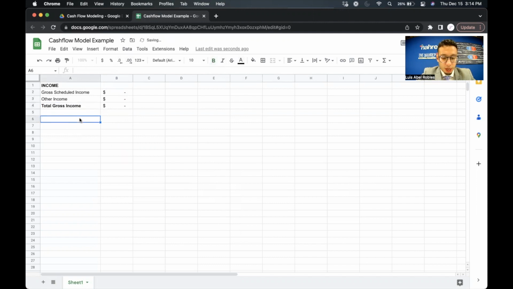The next thing we're going to add is a vacancy. Well, let's put that up here. A vacancy factor. So the reason why we are adding vacancy, we're going to put it at 6%, is because let's say tenants decide to leave and you're going to put in new tenants, the property is going to be vacant, right?